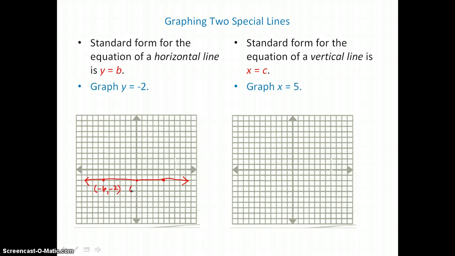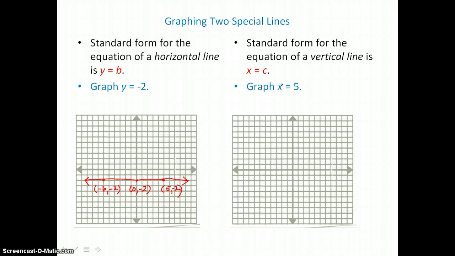This point is (0, -2). And the third point I graphed is (5, -2). Again, every point on that horizontal line is going to have a y-coordinate of -2. Its equation is y equals -2.